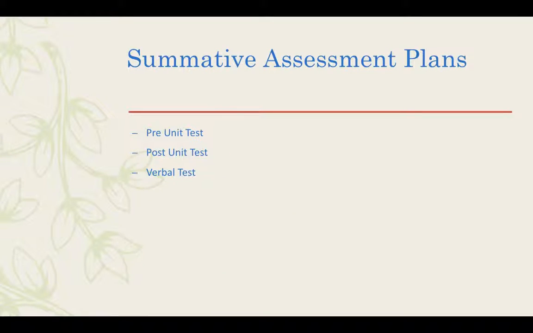My summative assessment plans would be a pre-unit test, a post-unit test, and a verbal test, which I would have at the end of the semester, where I have a 5-minute conversation with each student, where they answer a specific question.